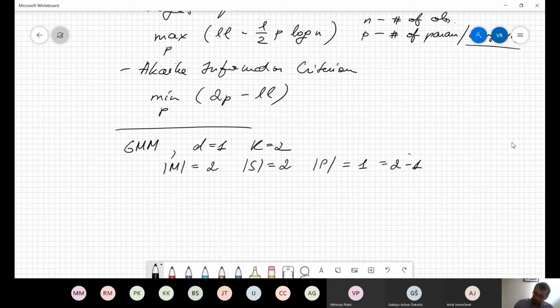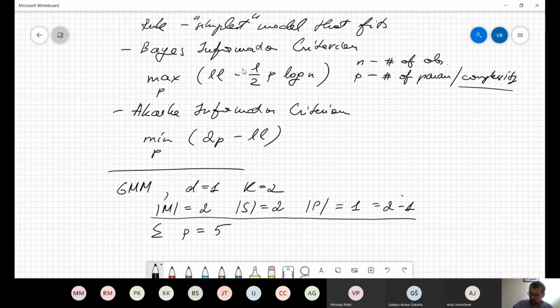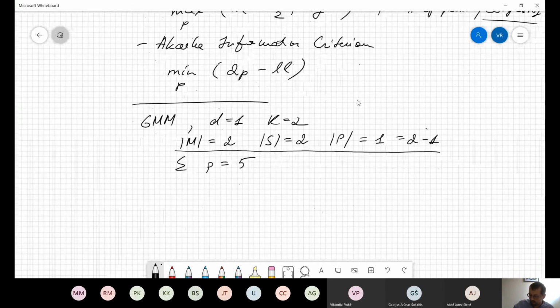So in this case, we sum it all up, and we have P equals 5, from 2, 2, and 1. This is the complexity of our model. We take this P, plug it into these formulas, get the log likelihood, and we can calculate one or the other criterion.